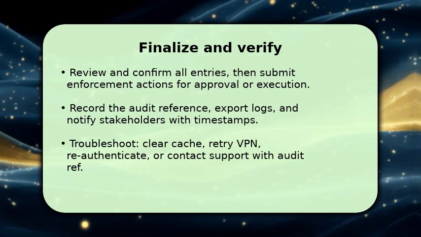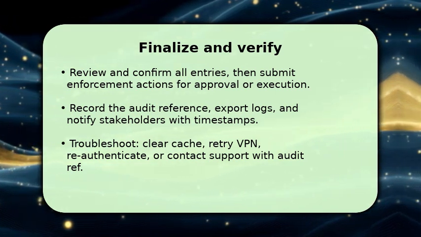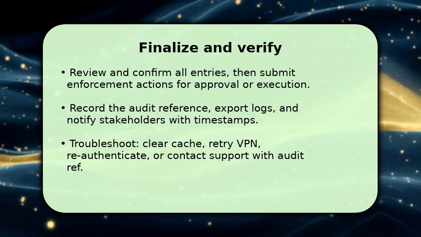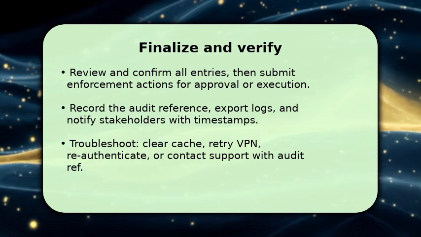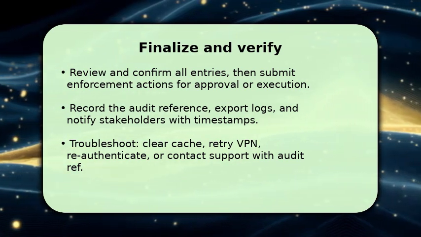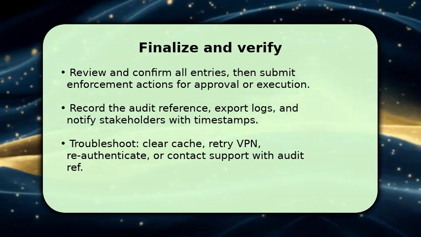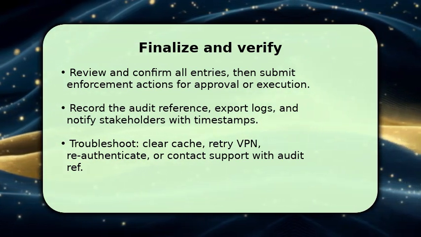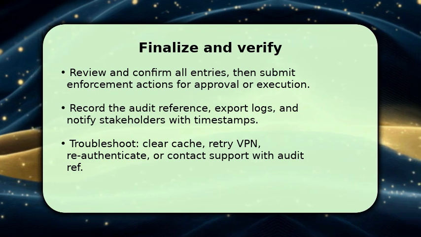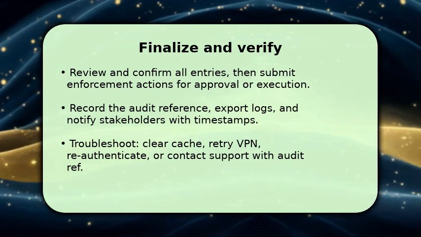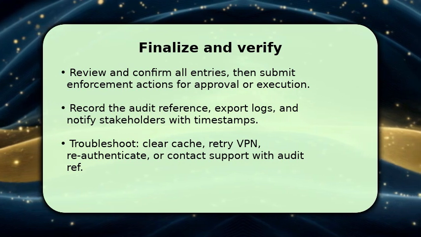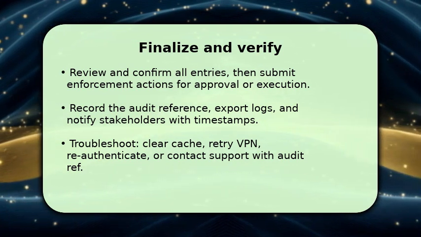After submission, record the audit reference and export logs for your records, then notify stakeholders with timestamps so everyone tracks progress. Once the system completes actions, log out of the session and revoke temporary access if used. If something fails, clear your cache, reconnect the VPN, re-authenticate, and try again. If it still fails, contact support with the audit reference for expedited.